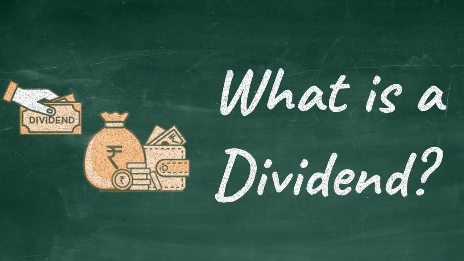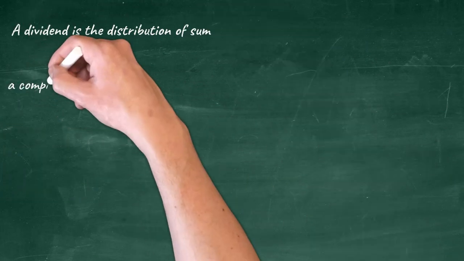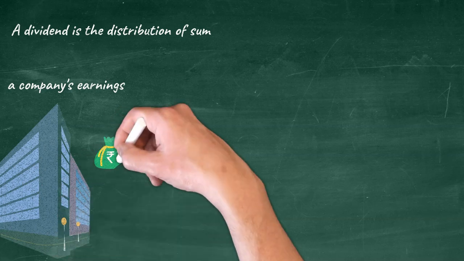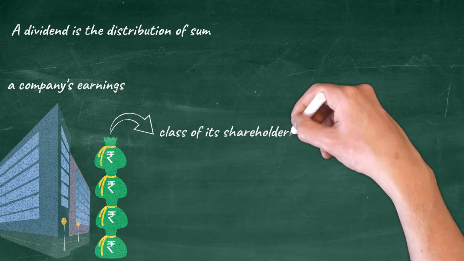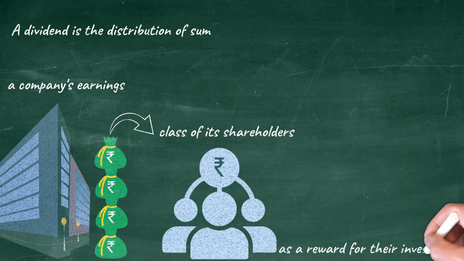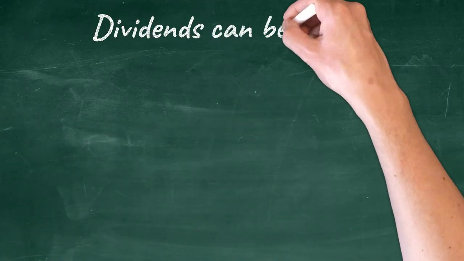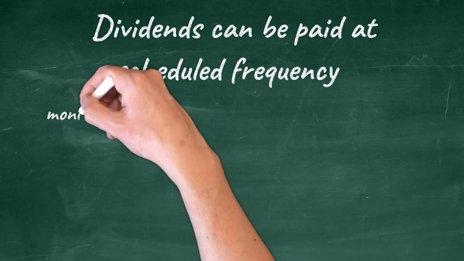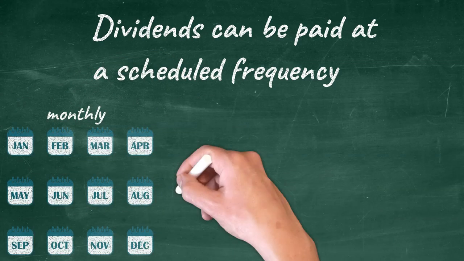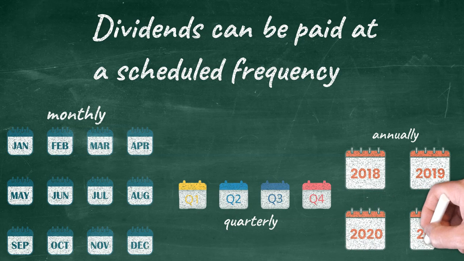What is a dividend? A dividend is the distribution of some of a company's earnings to a class of its shareholders as a reward for their investment, and it usually originates from the company's net profits. Dividends can be paid at a scheduled frequency, such as monthly, quarterly, or annually.